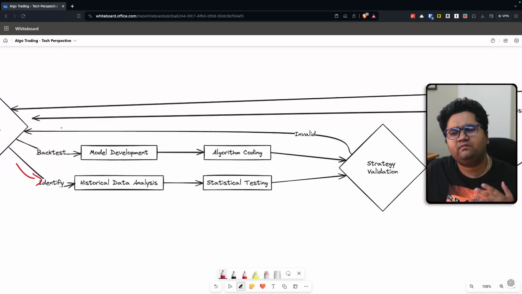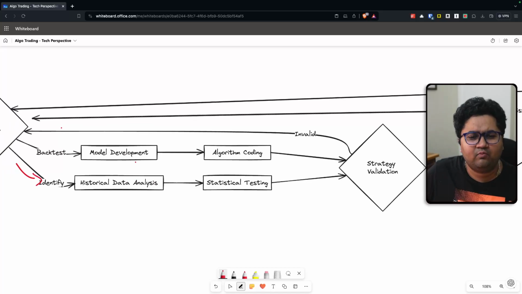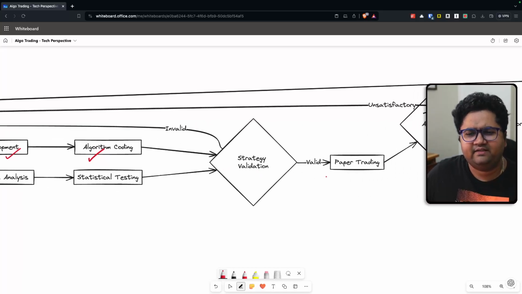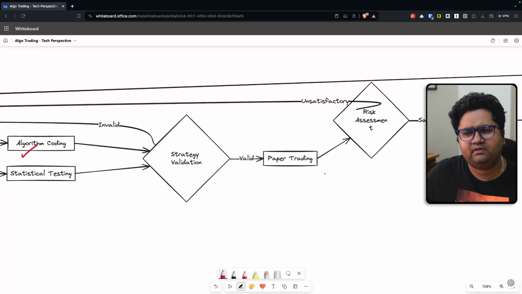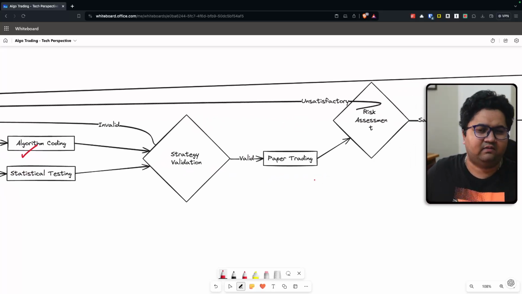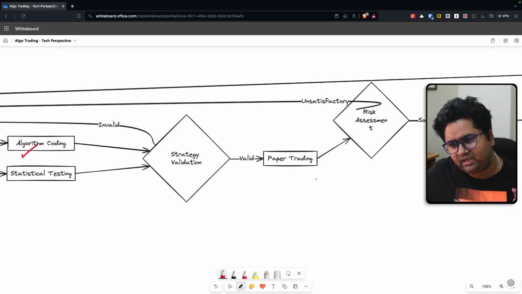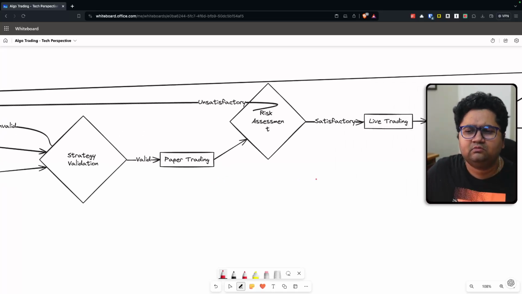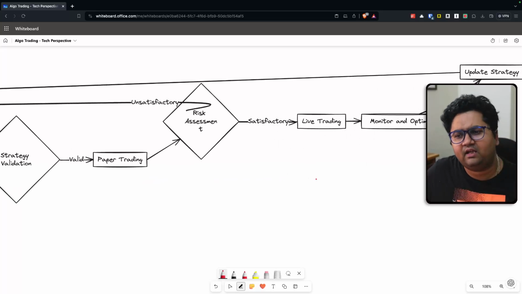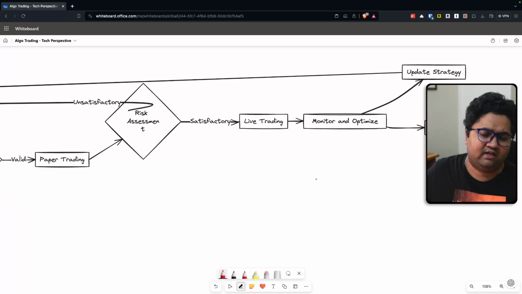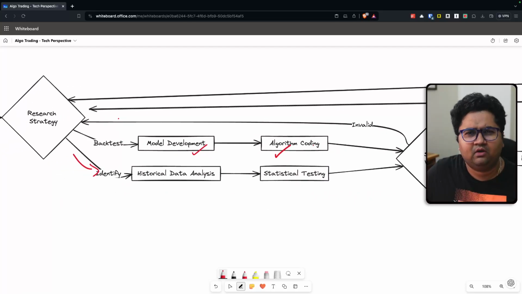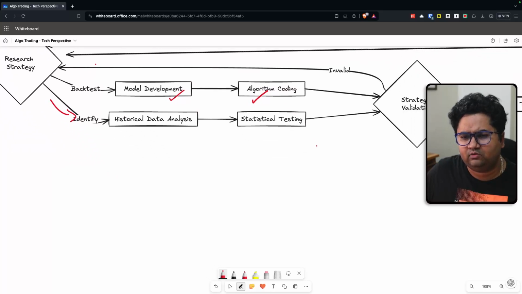Along with it, once we validate the strategy, we do model development, which we can think of as the strategy, and then we try to code it. Again, we'll double click into these processes. Then you validate the strategy. If it is valid, you do paper trading. You probably do risk assessment. And if it is unsatisfactory, you go back and repeat. If everything works, you get into live trading and you monitor and optimize, you update the strategy and the end. Or, more of the loop continues.